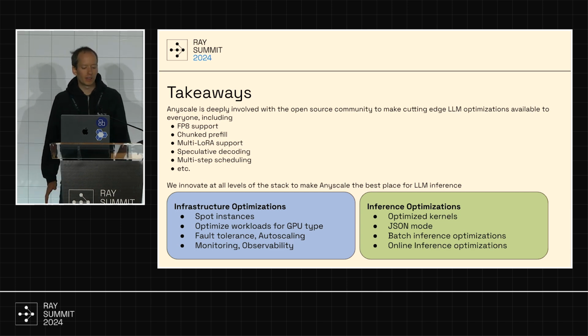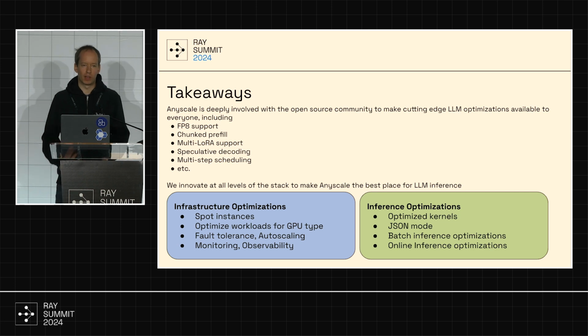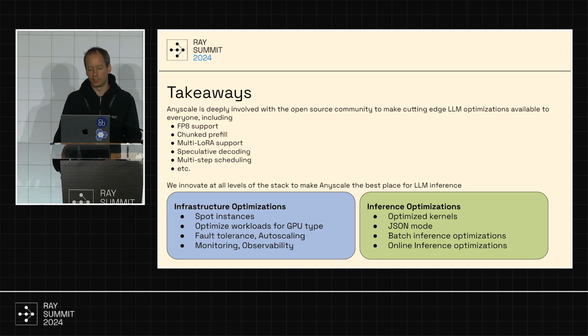At Anyscale, we also innovated at all levels of the stack to make Anyscale the best place to run LLM inference. This includes inference-level optimizations to co-optimize what kind of GPUs are run with engine configurations, to do fault tolerance, autoscaling, and to have very good monitoring and observability. And then we've also been working on a lot of inference optimizations that make inference even faster, including optimized kernels, JSON mode, and optimizations for batch inference and online inference.